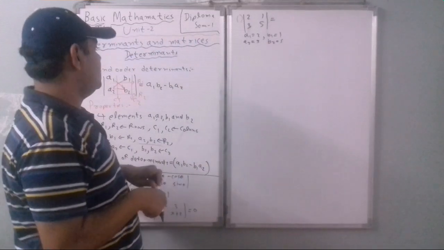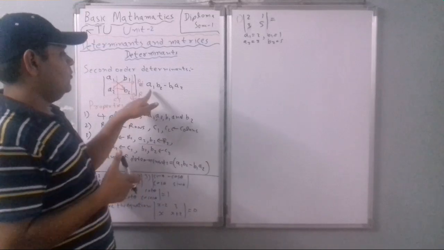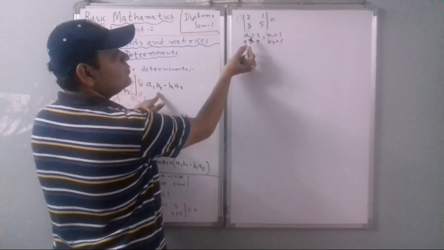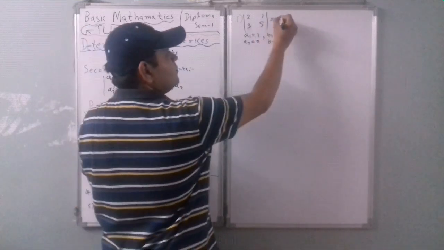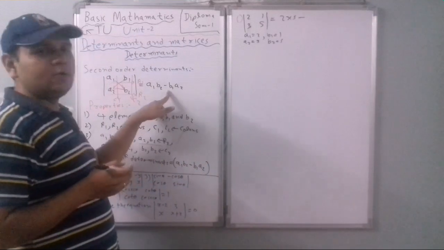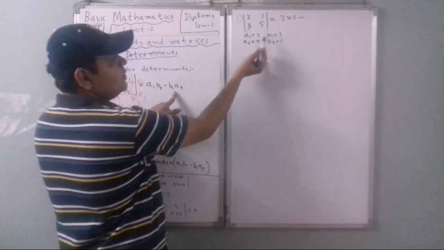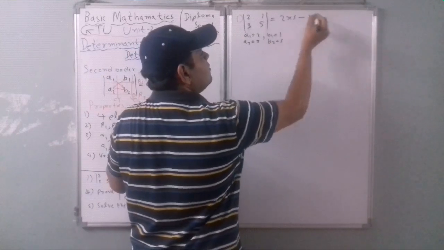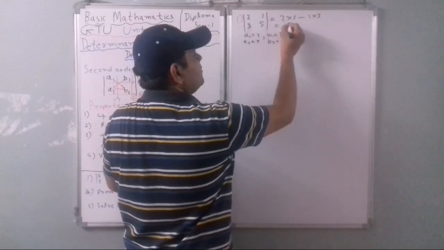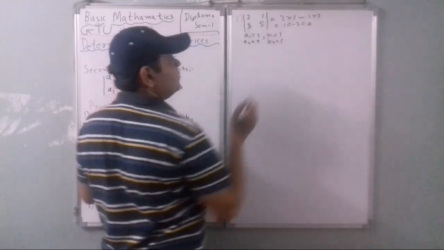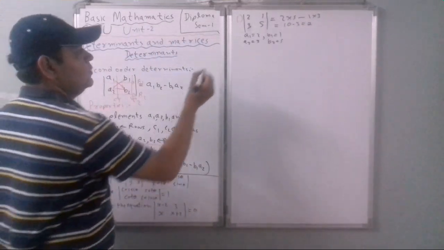So according to this equation, A1 B2 means 2 into 5, minus B1 A2. B1 means 1 and A2 means 3, so 1 into 3. 2 into 5 is 10, minus 3, is equal to 7. Okay, this is our answer.